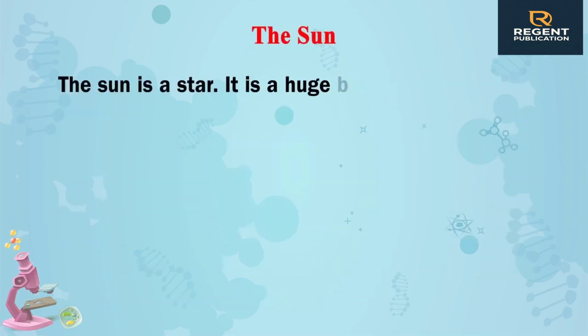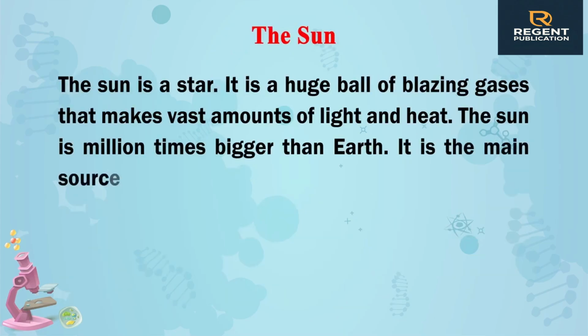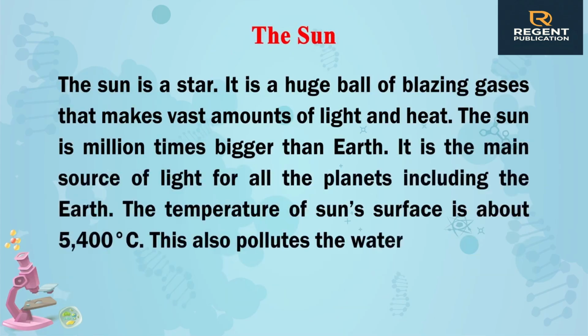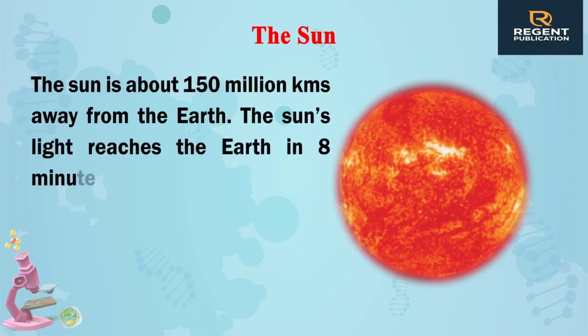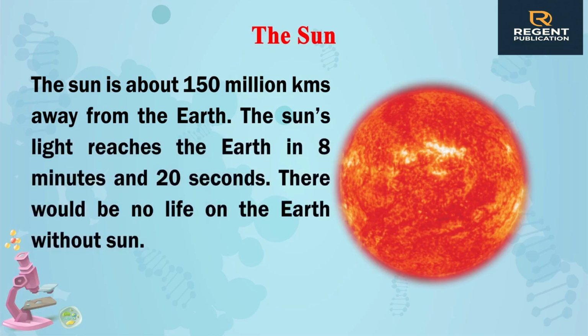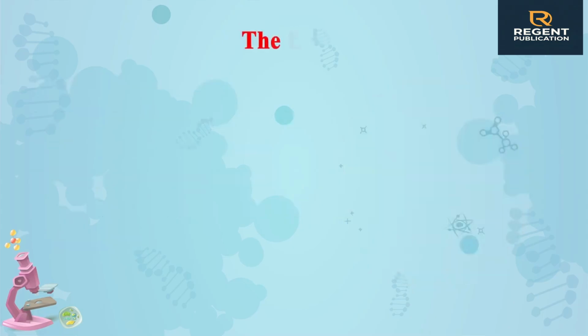The Sun. The Sun is a star. It is a huge ball of blazing gases that makes vast amounts of light and heat. The Sun is million times bigger than Earth. It is the main source of light for all the planets, including the Earth. The temperature of Sun's surface is about 5,400 degrees Celsius. The Sun is about 150 million kilometers away from the Earth. The Sun's light reaches the Earth in 8 minutes and 20 seconds. There would be no life on the Earth without Sun.